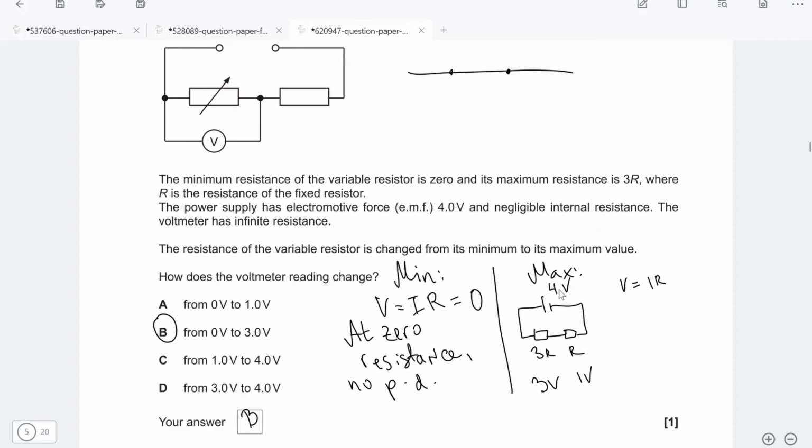and essentially the split of the voltage will be as follows. If we have 4 volts here, we're going to have 3 volts across this one, simply by proportionality, and we're going to have 1 volt across this one. So therefore the correct answer is B, 0 to 3 volts.